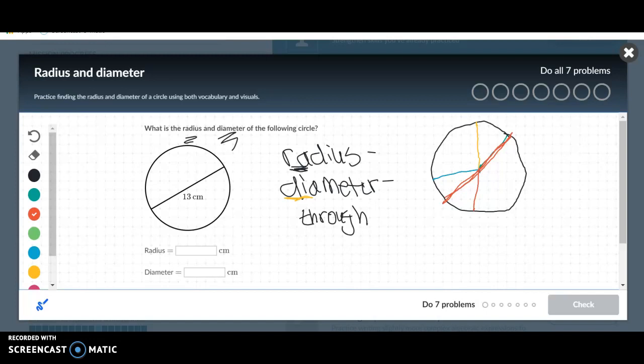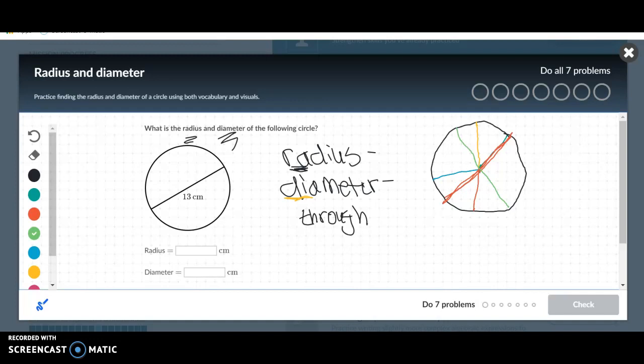Let's pick a different color and I'll show you again. Let's start at this side and I'll draw a line all the way through. It's hard to do it straight, I'm sorry. But that is a diameter. Here's a diameter. The diameter, again, from one end of the circle through the midpoint to the other end, is a diameter.